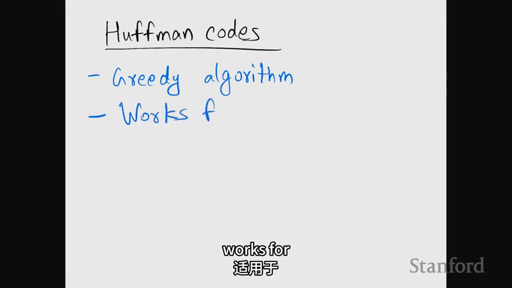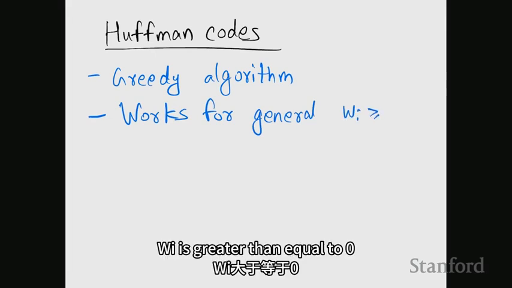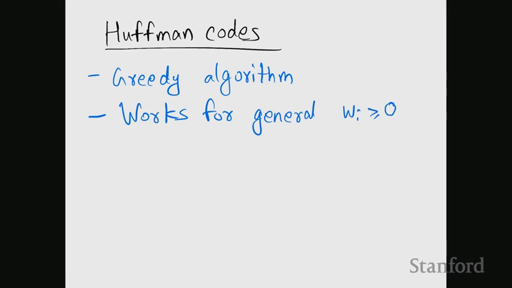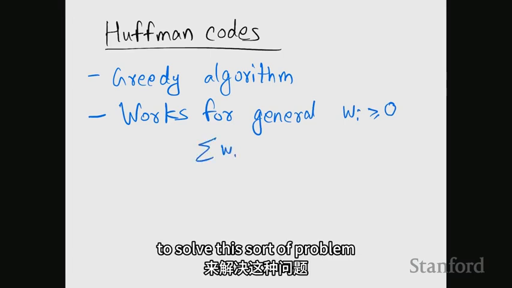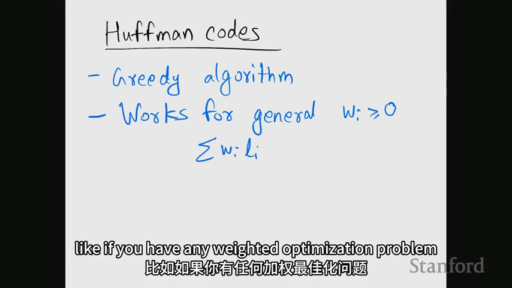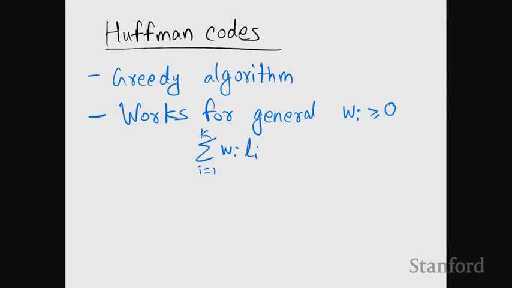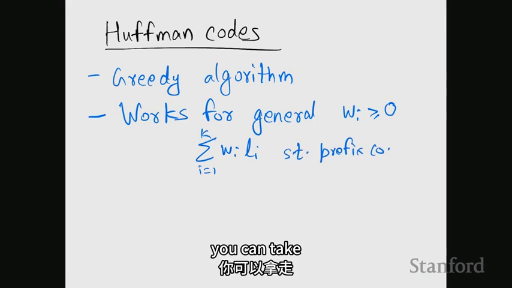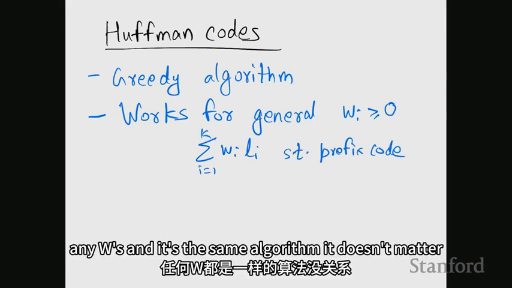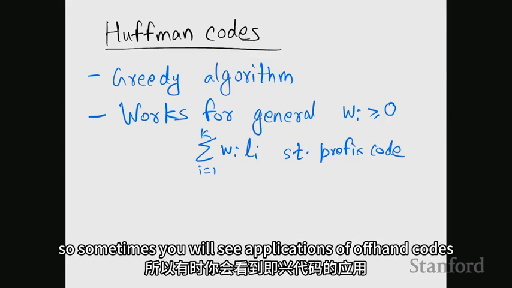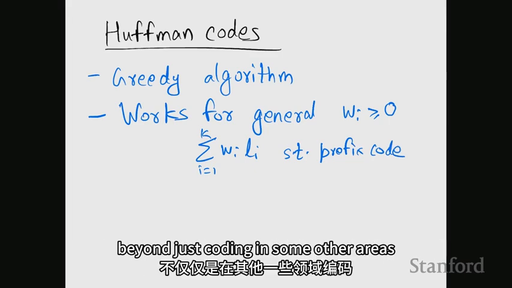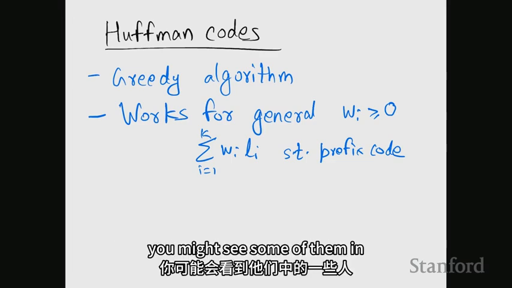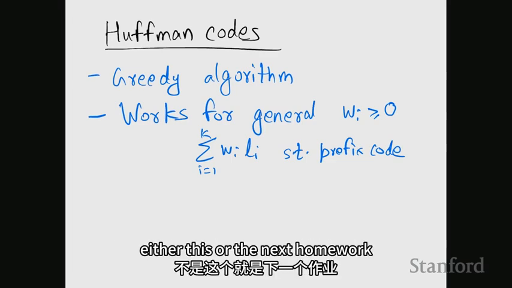It works for general W_i greater than or equal to 0 to solve this sort of problem. If you have any weighted optimization problem, they need not be probabilities is what I'm saying. You can take any W's and it's the same algorithm, it doesn't matter. So sometimes you will see applications of Huffman codes beyond just coding in some other areas. You might see some of them in either this or the next homework.